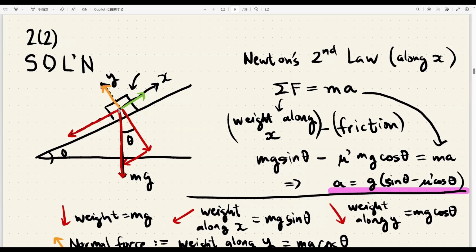So we're going to take our coordinates to be: the x would be this incline here at an angle theta, and y would be perpendicular to that x. We choose it that way because that's going to make the computations easier.